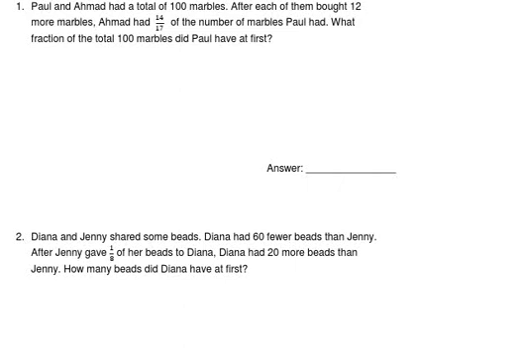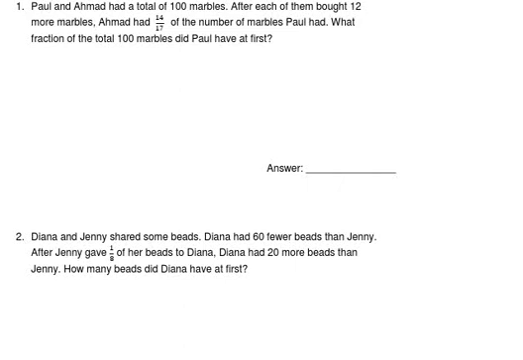Okay, Paul and Ahmad had a total of 100 marbles. You have two friends having a total of 100 marbles. After each of them bought 12 more marbles, that means in total, how many did they buy extra? They bought a total of 24 extra, right?